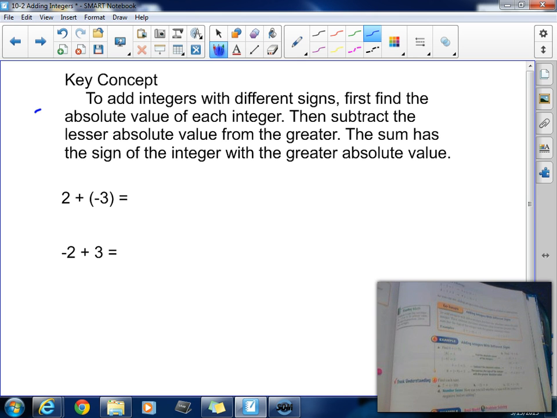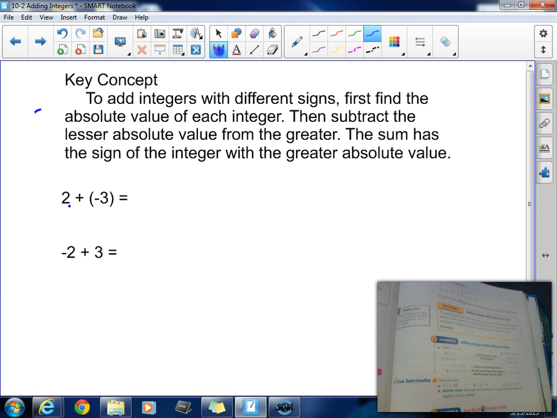I will say it is very complicated in how it was written, so we'll talk about it real quick. The key concept is simply to add integers with different signs. First find the absolute value of each integer, then subtract the lesser absolute value from the greater. The sum has the sign of the integer with the greater absolute value. Now you remember, absolute value is simply a number's distance from 0. That's all absolute value is.